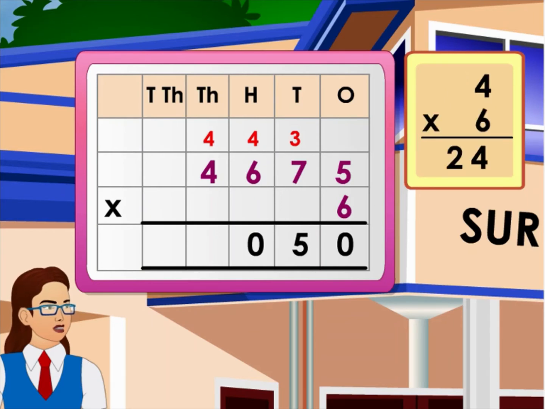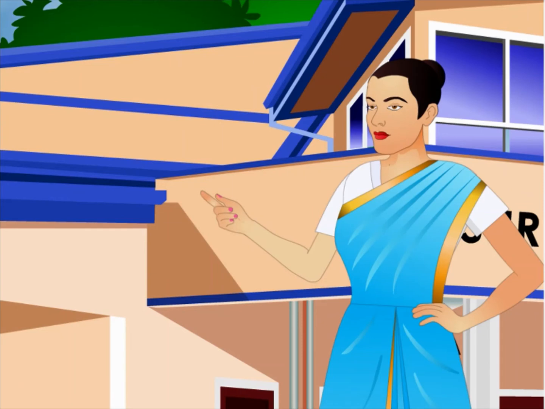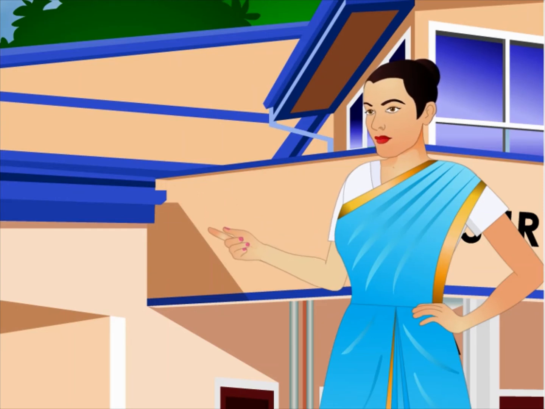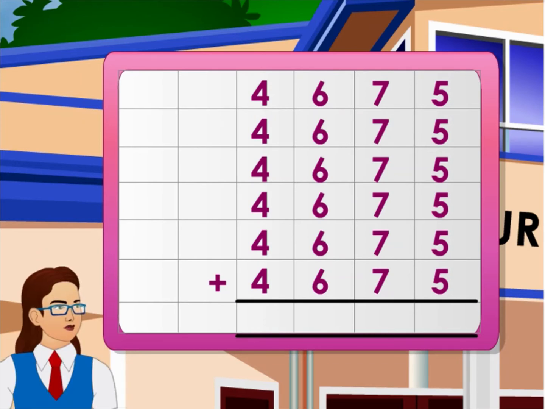4 times 6 will be 24. 24 added to the 4 thousands, we get 28. So we have 28 thousands. Thus the answer becomes 28,050. So we have 28,050 copies of newspapers to be recycled. Yes. Now can any one of you tell me another way to get the answer? Yes, we add 4,675 repeatedly 6 times. Yes, but it is a very long way and takes longer to get the answer.